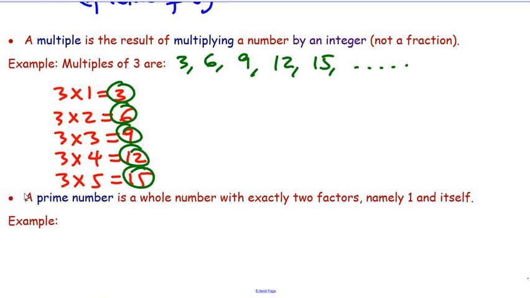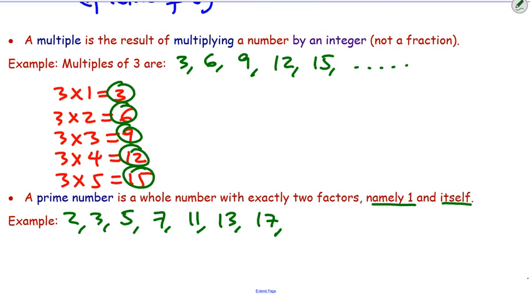A prime number is a whole number with exactly 2 factors, 1 and itself. So only 2 factors, 1 and itself. 1 is not considered a prime number. So basically, if I want to list prime numbers, I'll start with 2, 3, 5, 7, 11, 13, 17, 19, 23, 29, and 31, and so on.